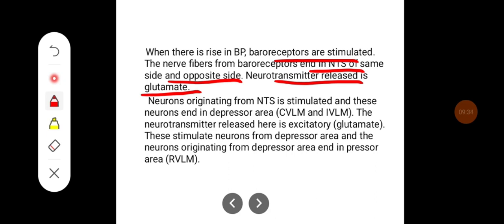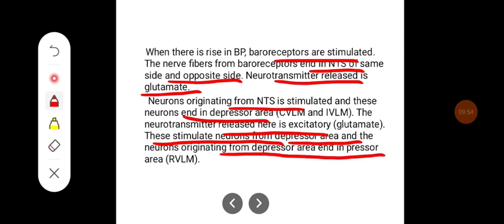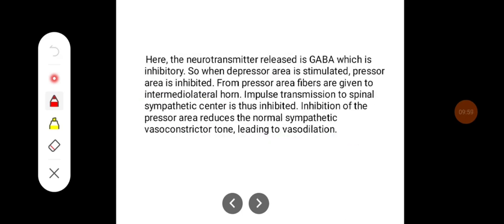Neurons originating from the nucleus tractus solitarius end in the depressor area. The neurotransmitter released here is excitatory, that is glutamate, and these stimulate the neurons of the depressor area, and the neurons originating from the depressor area end in the pressor area. Here the neurotransmitter released is GABA, which is inhibitory. So when the depressor area is stimulated, the pressor area is inhibited.